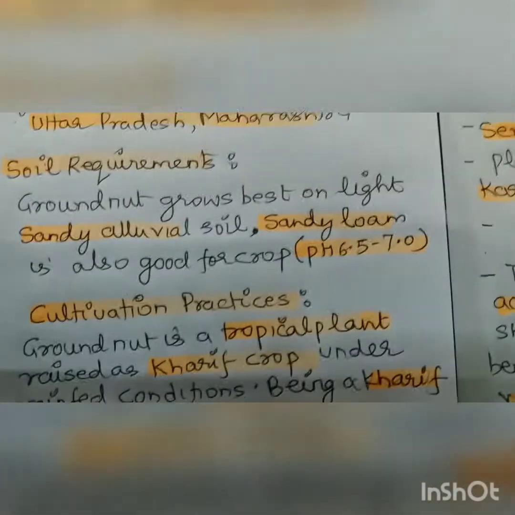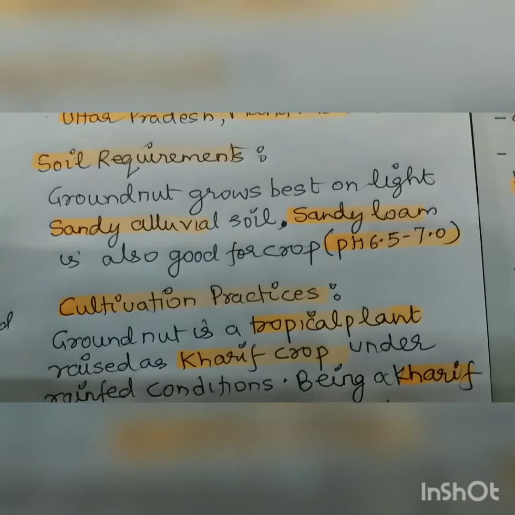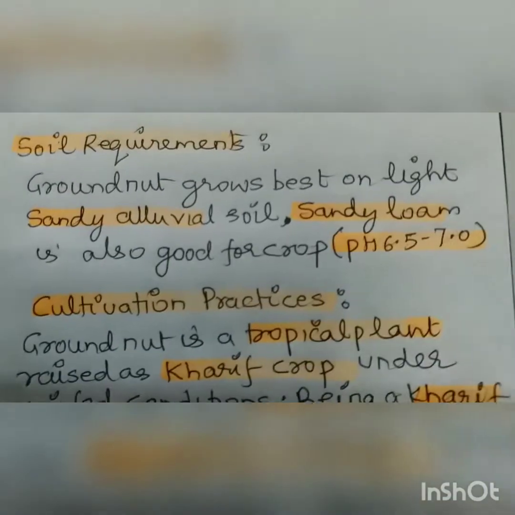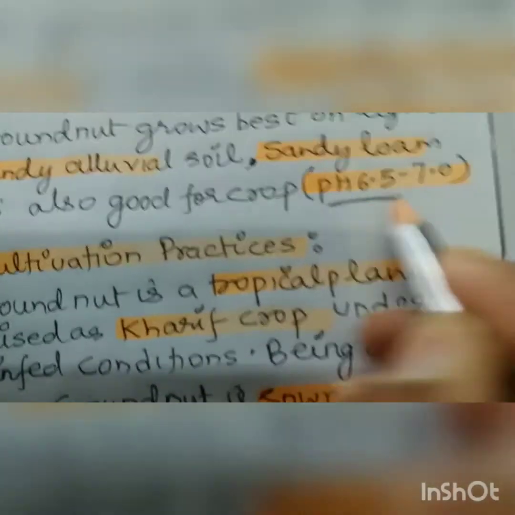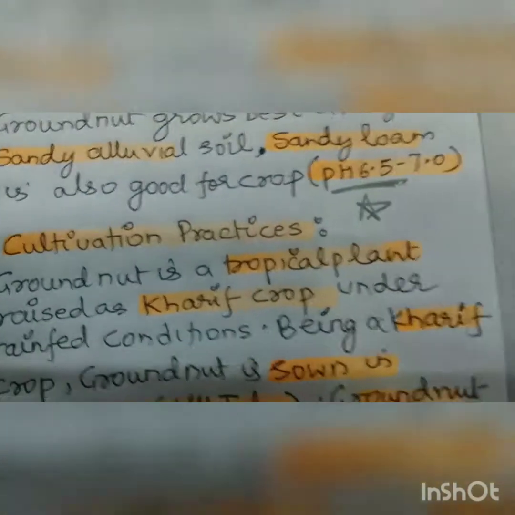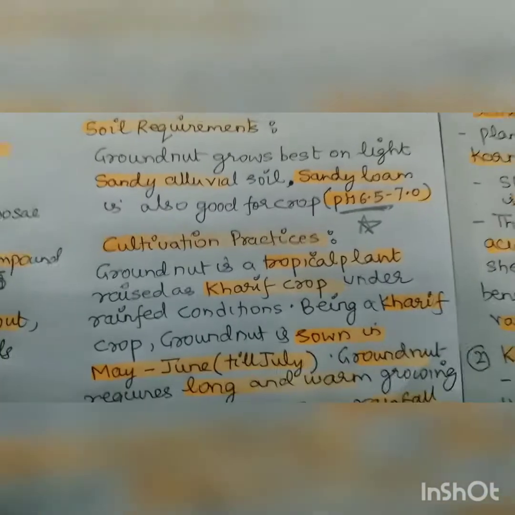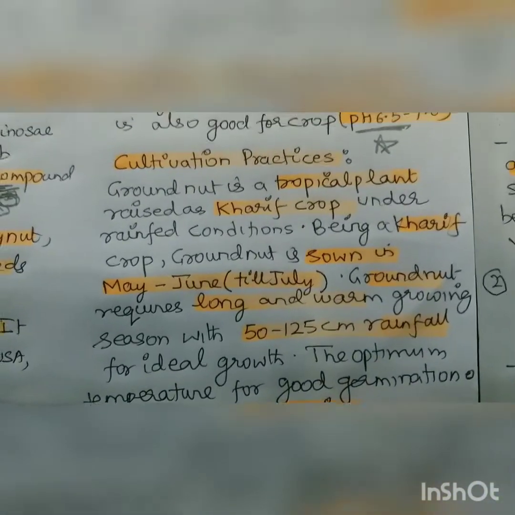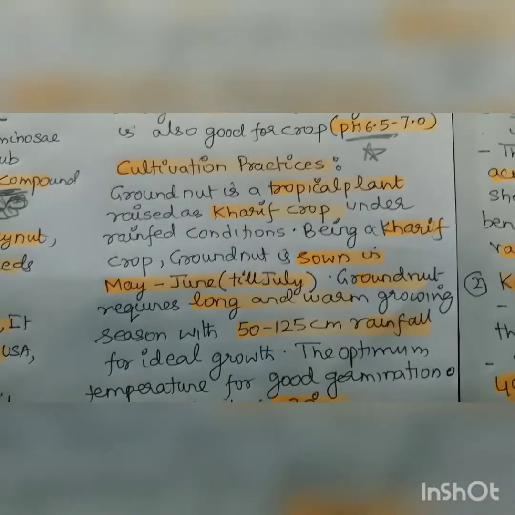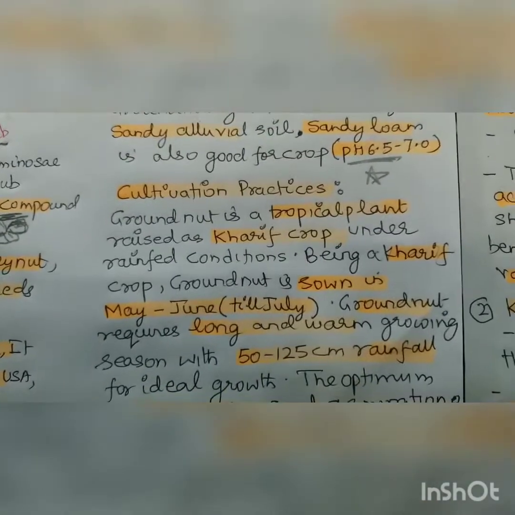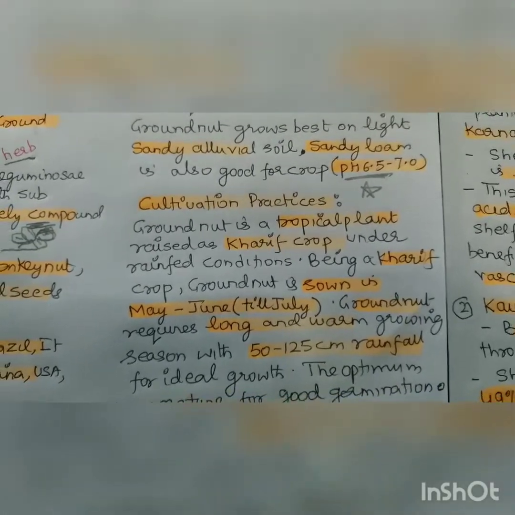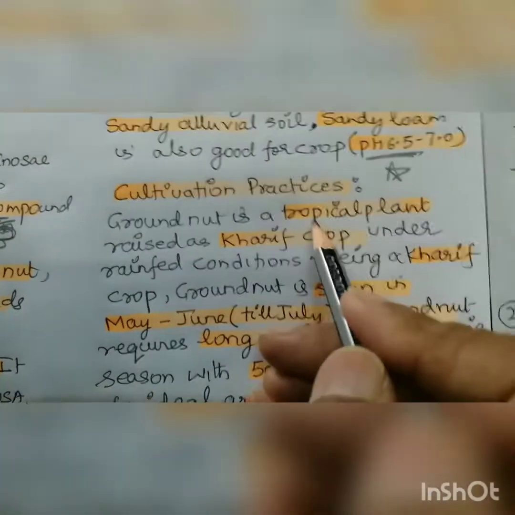Soil requirements: it is best in light sandy alluvial, and sandy loam is also good for the crop. Mind it, pH should be 6.5 to 7. This question will come in competitive exams. I already told you the fruiting is done under the soil. The soil should be of sandy structure, otherwise it is very difficult for the pedicel to push down into the earth. Anyhow, groundnut is a tropical plant.